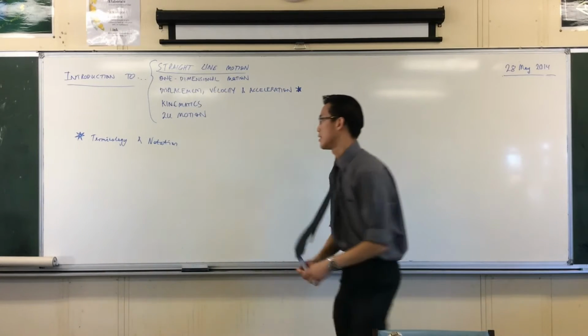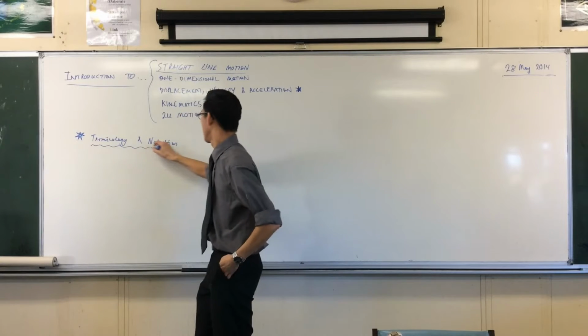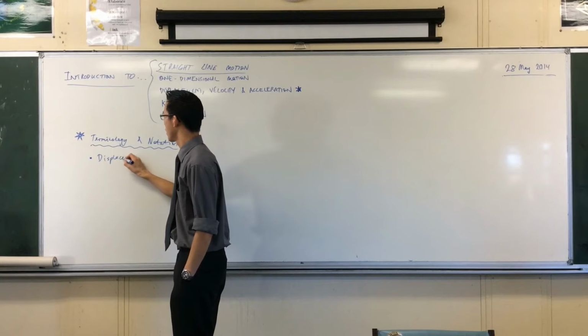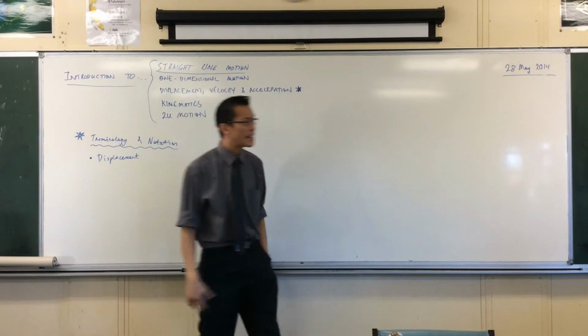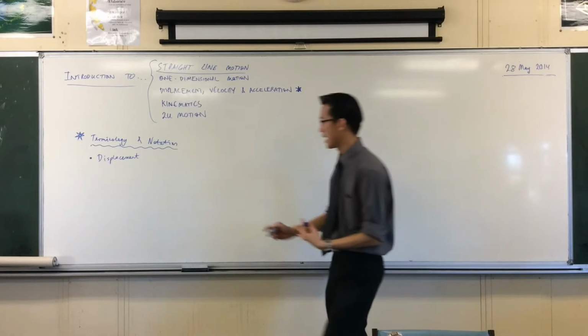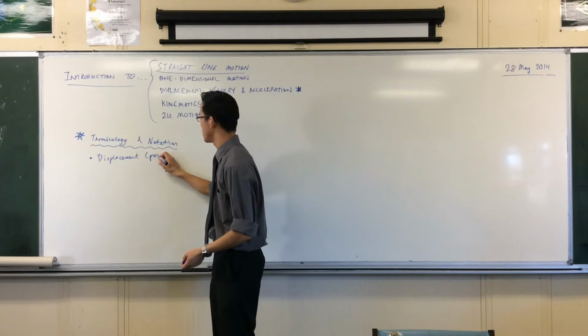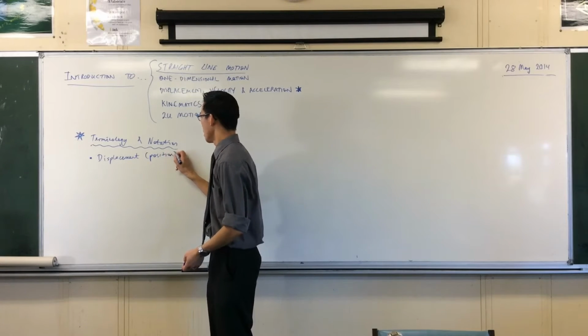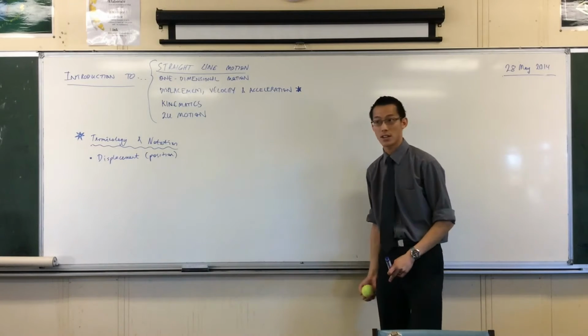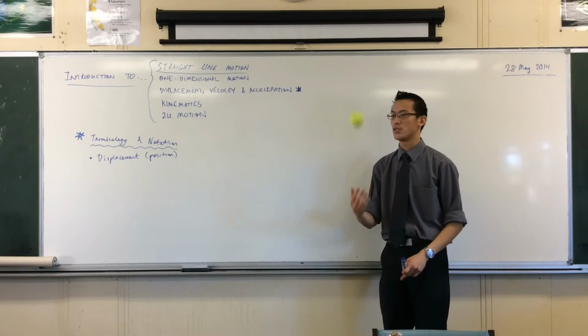So, here's our first thing, displacement. Displacement tells you about where something is. It's a position word. But displacement is better than position because, for instance, suppose you set out to try and describe where the ball is at any given time when it's in the air. How would you describe it?